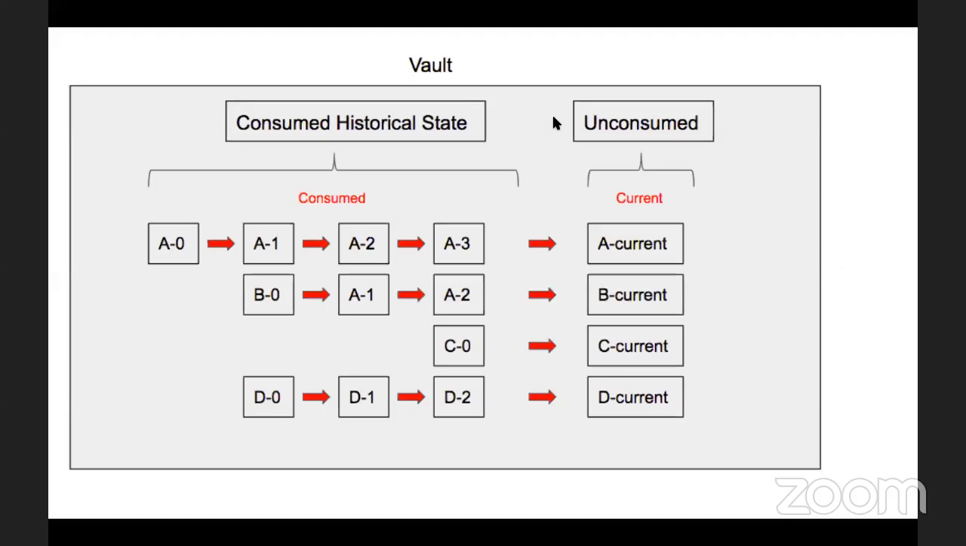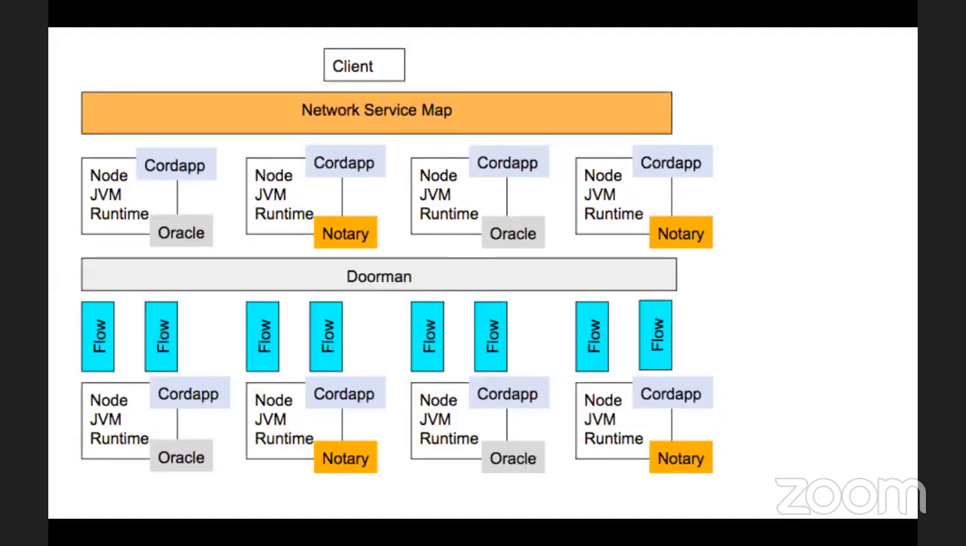Okay, so when you talk about the Corda vault, it contains the states, right? Whatever states we mentioned, it stores in a relational model, right? The consumed historical states are grouped together. So we will have both consumed historic states and unconsumed states in a vault.